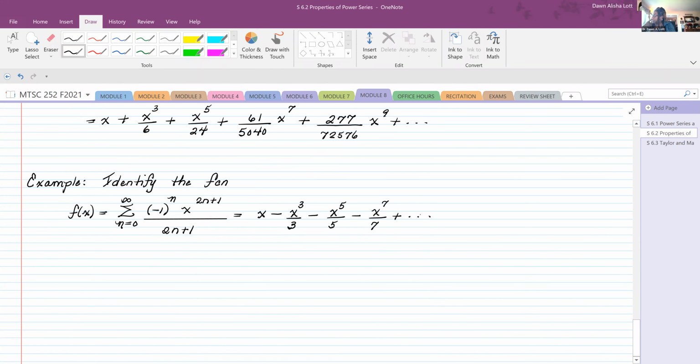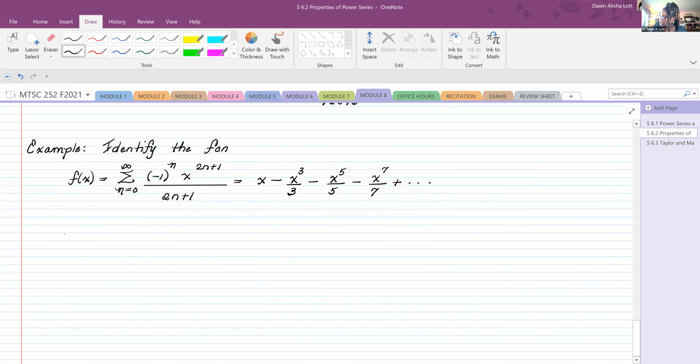So as I'm looking at this, I can honestly say to you, this does not look like something I recognize. But let's try to differentiate this. So let's consider its derivative. Its derivative looks like 1 minus x squared plus x to the 4th minus x to the 6th plus dot, dot, dot. Now that does look familiar to me.